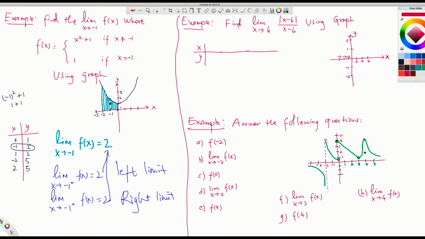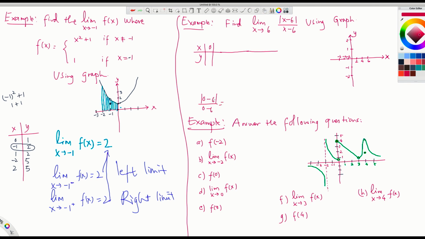So let us plot when x is 0, what happens? Let's say when x is 0, then what will be the y value? Y will be that, right? That is the y value. The whole thing is the y value. Let's plug in 0. So 0 minus 6, what do you get? You will get the absolute value of 0 minus 6 over 0 minus 6, right?